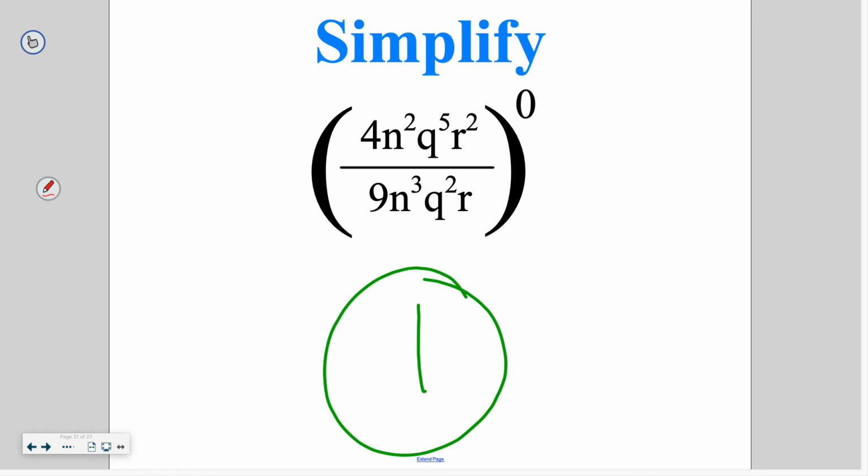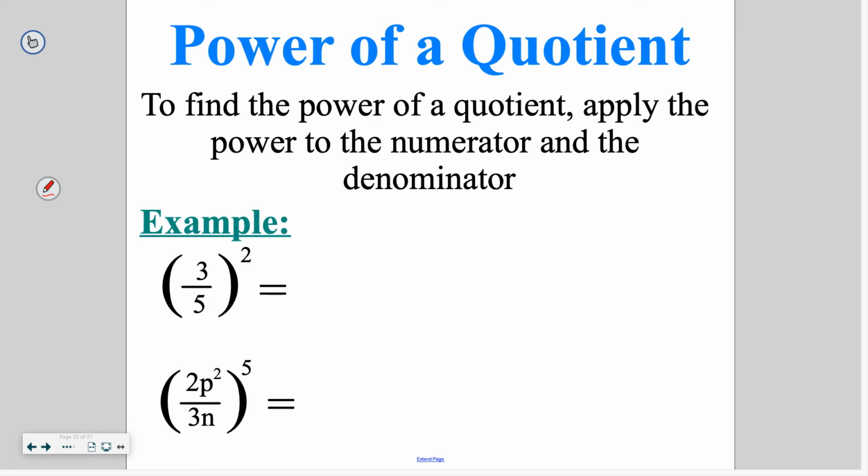Looks super complicated, but again, anything to the 0 power is just equal to 1. So what happens as we continue? We have this next quotient of power, which says that similar to the multiplication one, you have to apply the power to everything. So if we've got 3/5 to the second power, that means we've got 3 to the second power over 5 to the second power, aka 9 over 25.